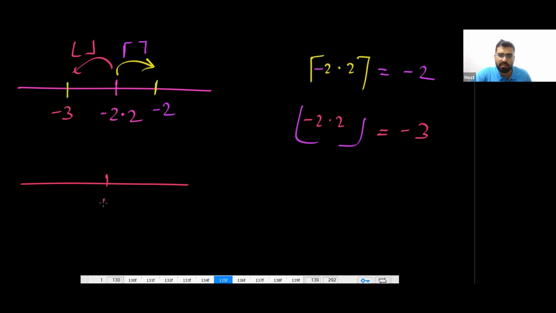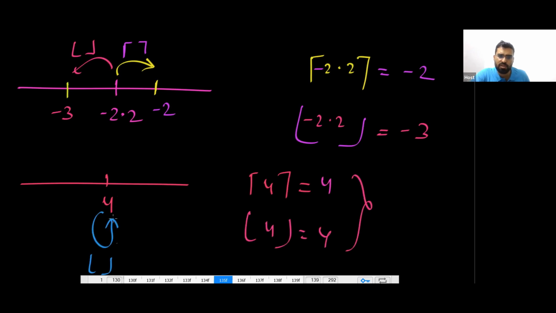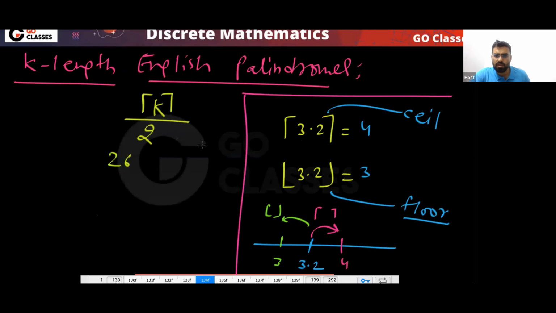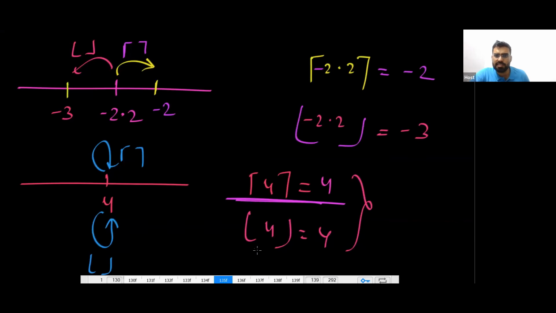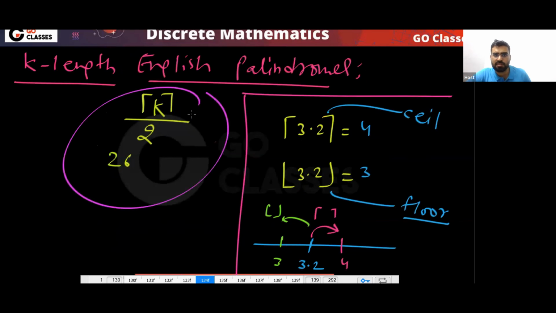For example, what is the ceil of 4? That is 4 itself, because this itself is an integer. So floor and ceil will both take you here only. Is this point clear? Floor comma ceil, for any integer nothing will change. So this will be your answer. You can just check it out.